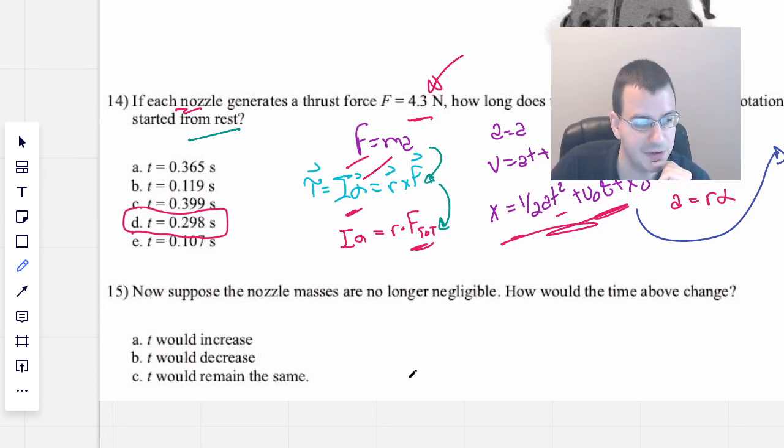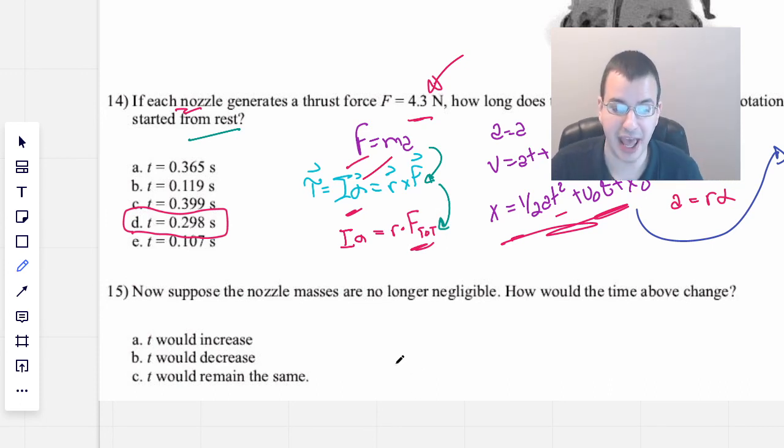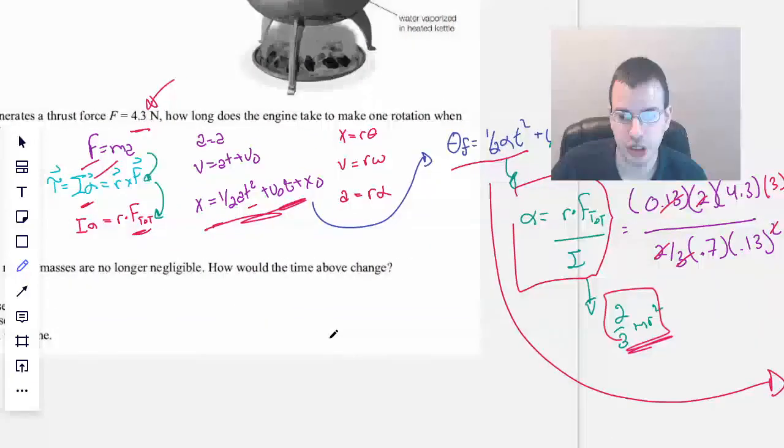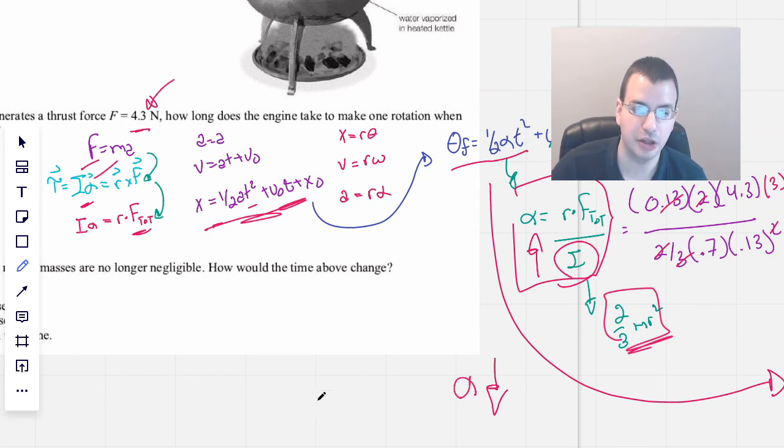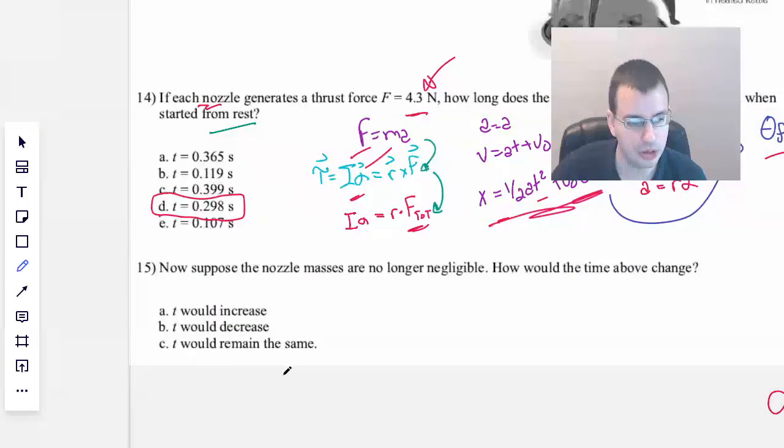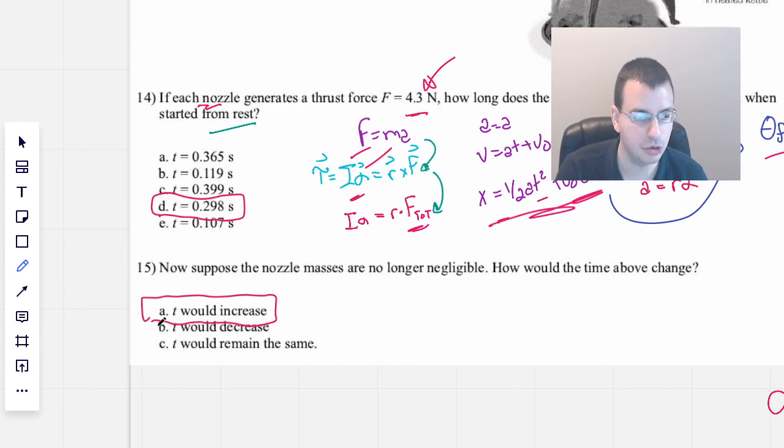Okay, now number 15. Now suppose the nozzles have masses and are no longer negligible. How would the time above change? What this would do is change your moment of inertia. The moment of inertia would go up, which means your acceleration would go down. And if you have lower acceleration, it's going to take you longer to cover a specific distance. So longer to cover a specific distance implies that the time required would increase.